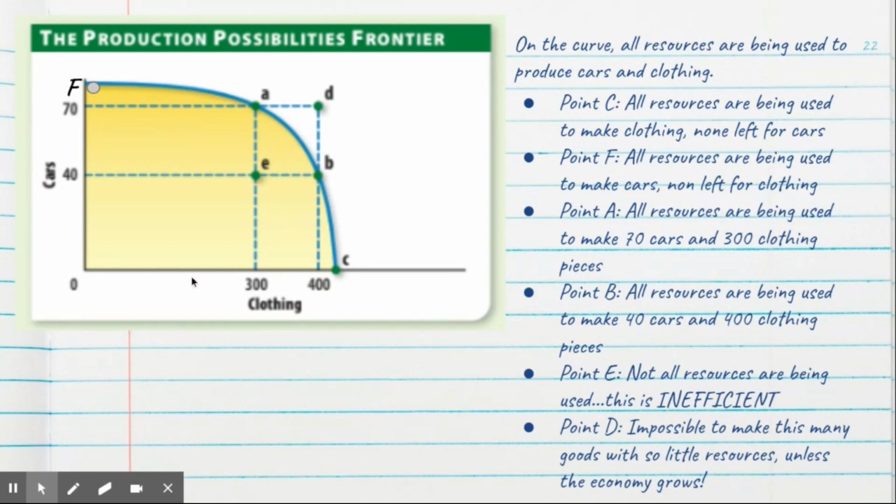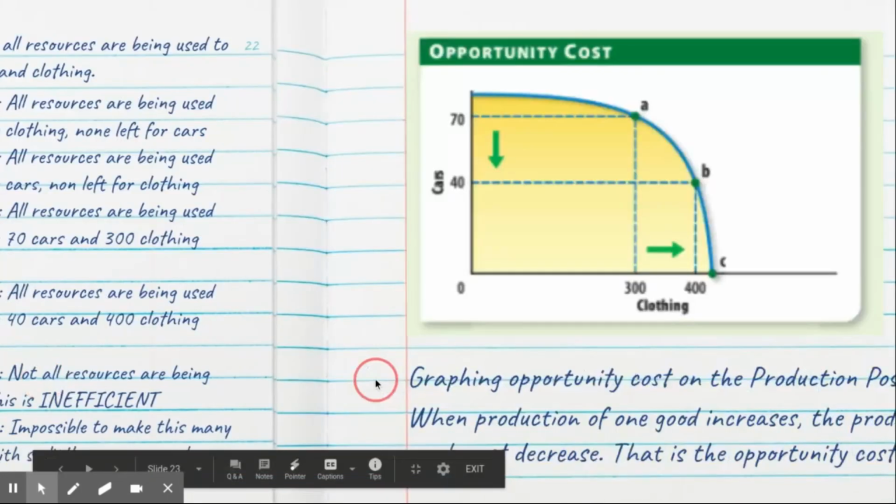You do not have to memorize this. This will become stuck in your head anyway. Points on the line are efficient, and we just choose how many of this we're going to make versus how many of this. Points inside the line are inefficient. We are not making enough. We have more resources. Points outside the line are impossible unless something changes. Our economy just doesn't have enough resources for that.